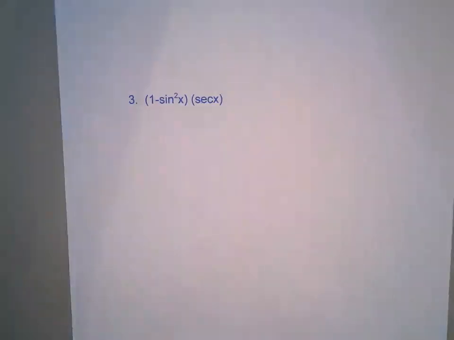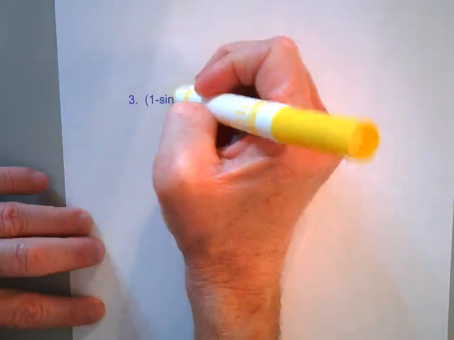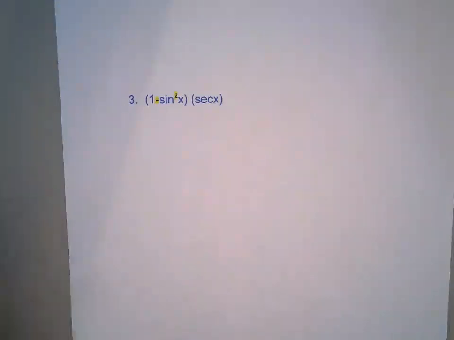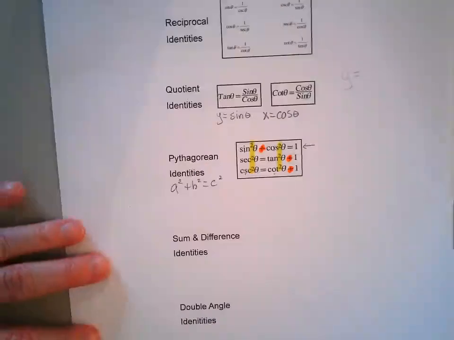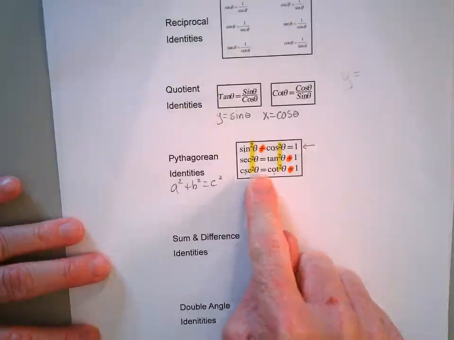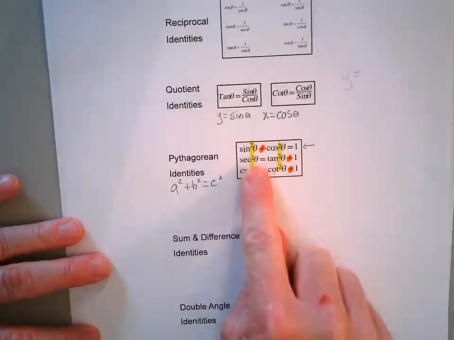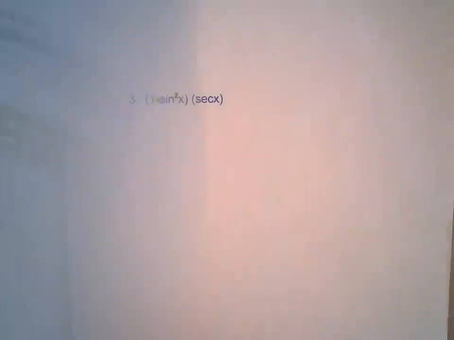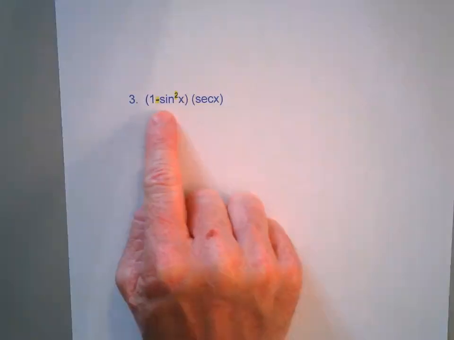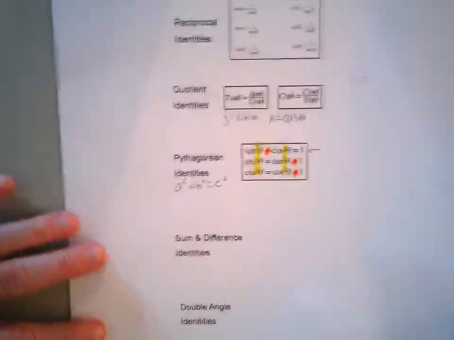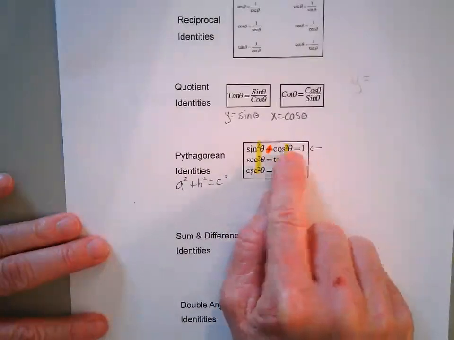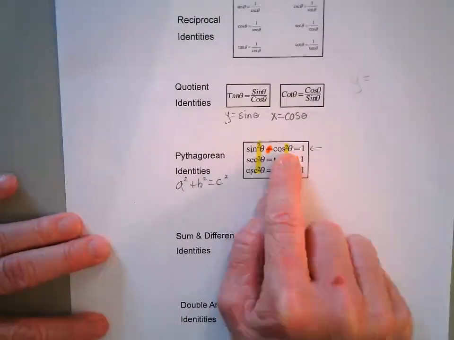Well, what's that you say? You see a square and a subtraction sign? Well, good job. That is a Pythagorean identity. But which one? And it's not exactly the same. You see that it has a 1 and a sine squared. Well, this top one has a 1 and a sine squared, but it's not in the same order.